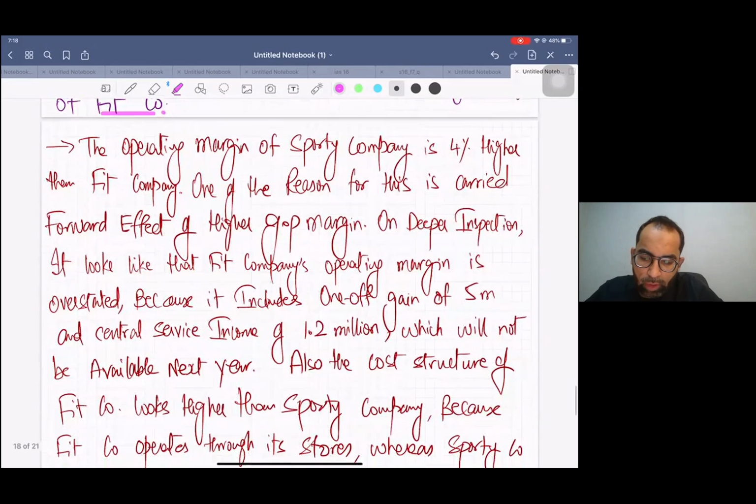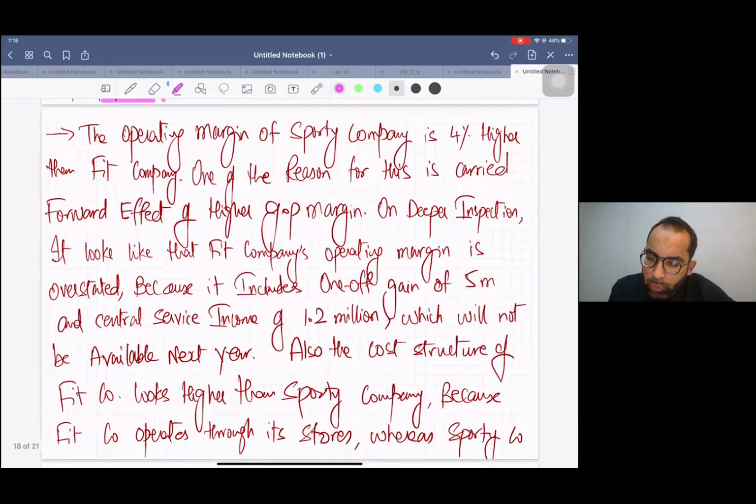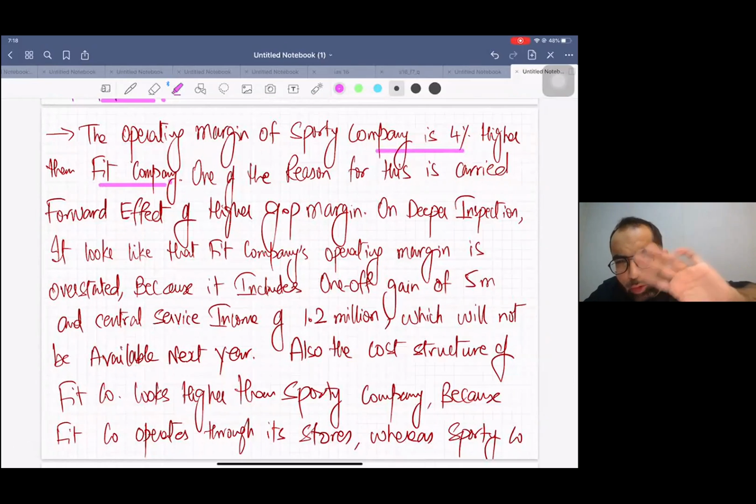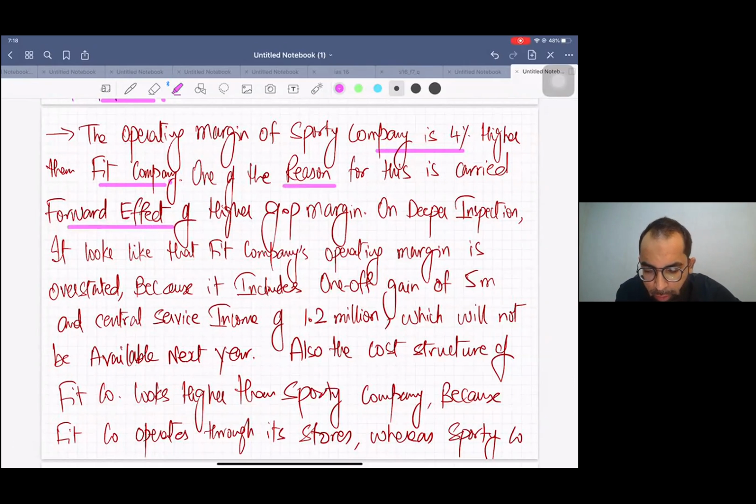Now come to the operating margin. The operating margin of Sporty is 4% higher than fit company. We have already seen 14 and 10, around 14 and 10, right? So the 4% difference. One of the reasons for this is the carried forward effect of higher GP margin. Yes, because Sporty company's GP margin was higher, so higher GP margin will give birth to higher NP or operating margin, right? The carried forward effect I told you in the commentary.